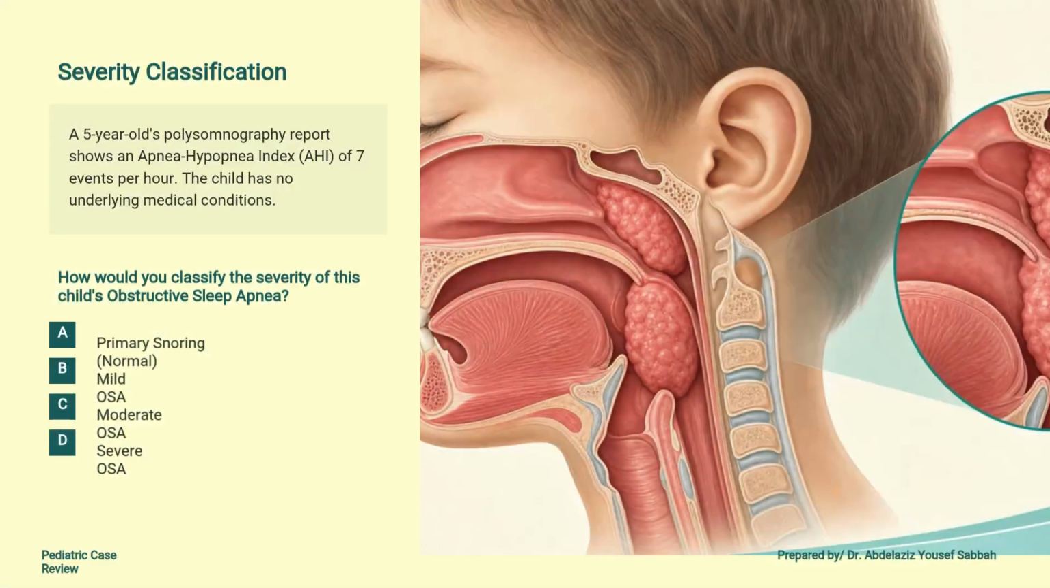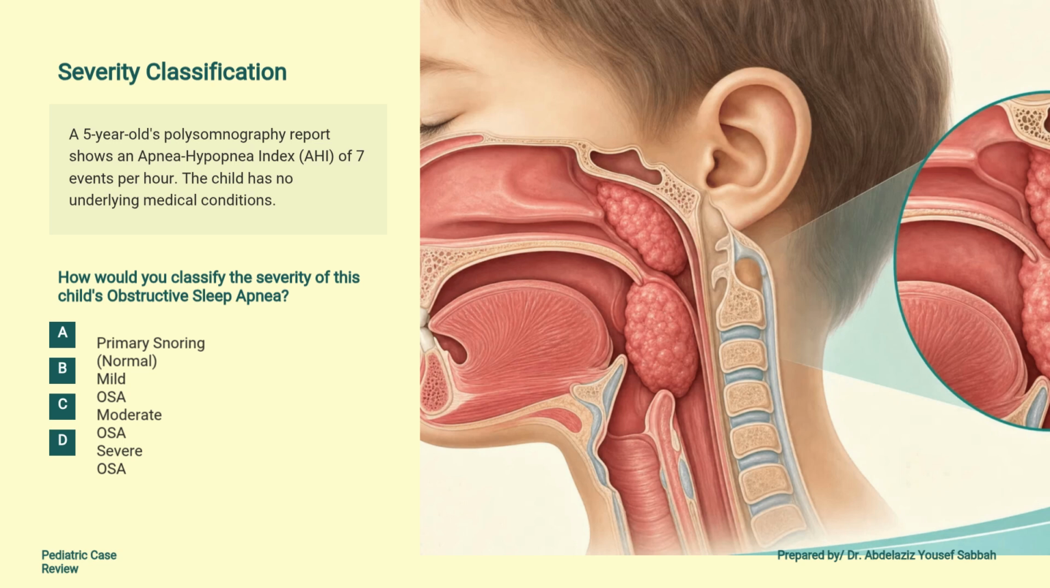Case 5. A 5-year-old's polysomnography report shows an apnea-hypopnea index of 7 events per hour. The child has no underlying medical conditions. How would you classify the severity of this child's obstructive sleep apnea? Option A, primary snoring or normal. Option B, mild obstructive sleep apnea. Option C, moderate obstructive sleep apnea. Option D, severe obstructive sleep apnea.